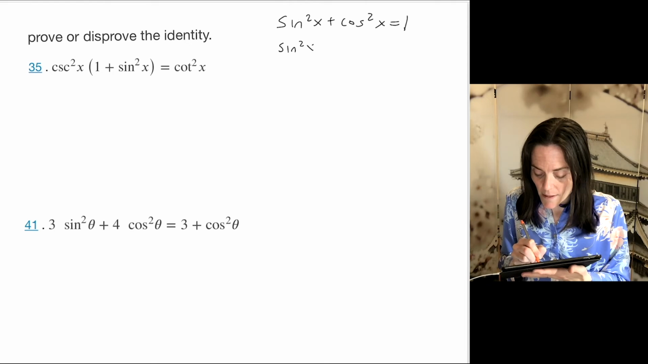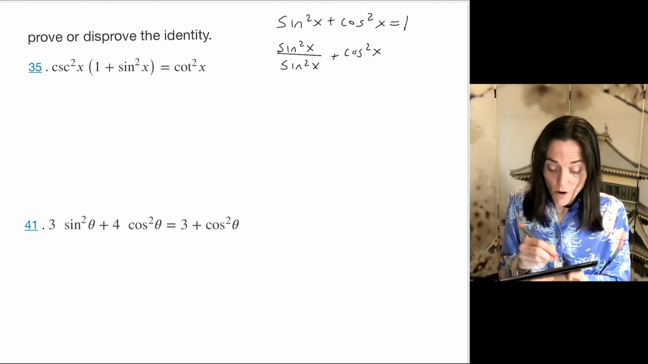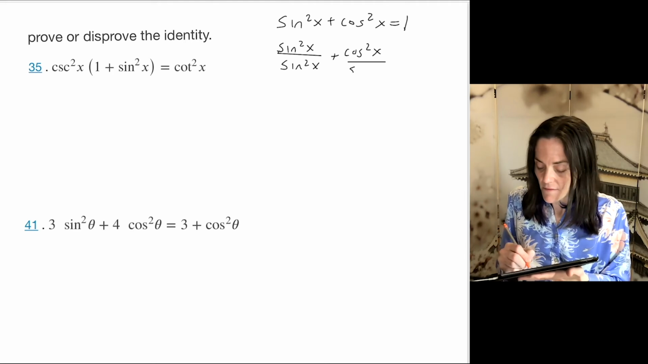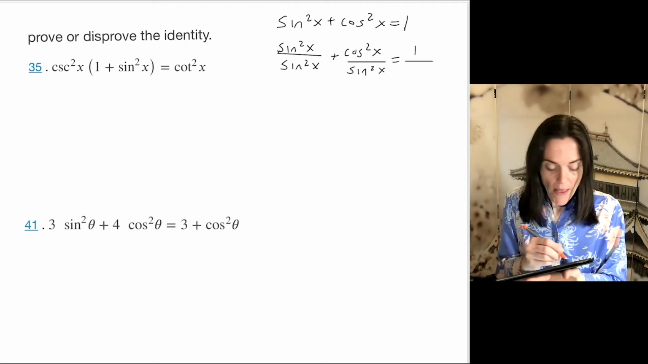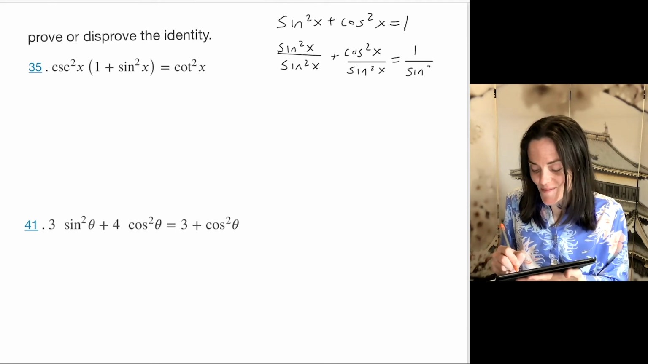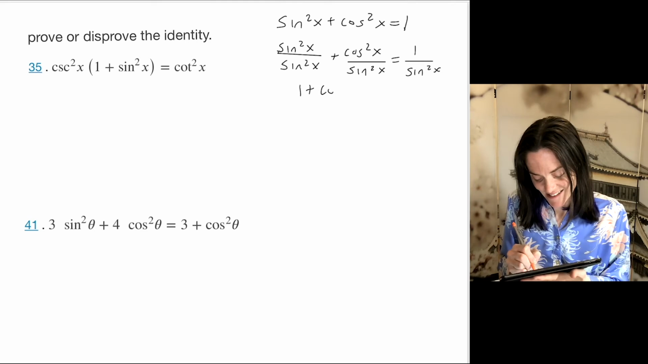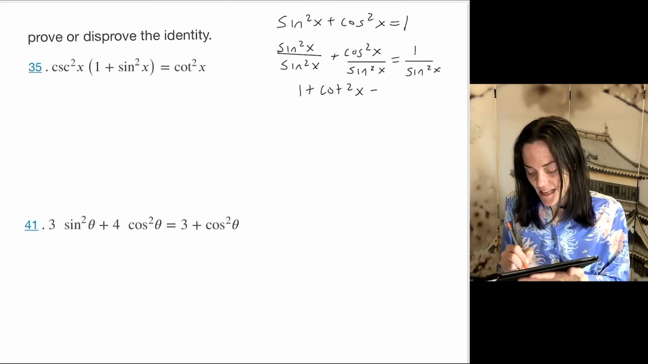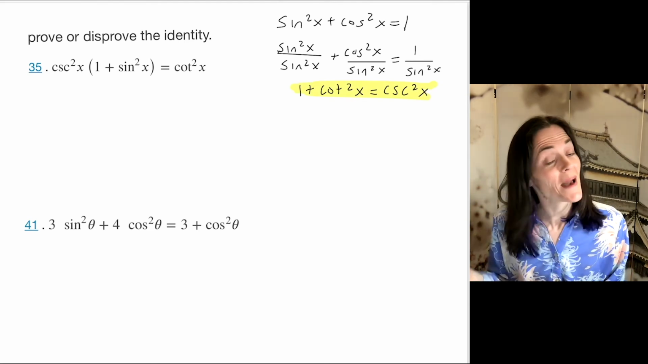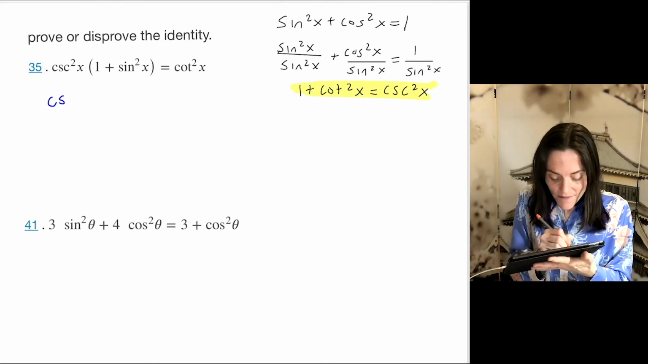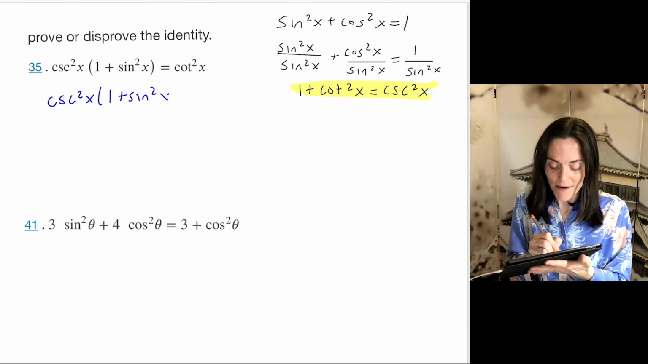We have sine squared over sine squared. Then we have cosine squared x over sine squared x. And then finally, we would have equals 1 over sine squared x. And now we see the correct identity. We see that 1 plus the cotangent squared equals cosecant squared. So this is a true identity. So back to the problem, let's just copy the left-hand side. We have cosecant squared, and then we have 1 plus sine squared, okay?